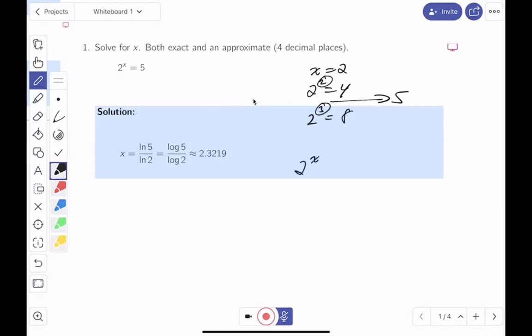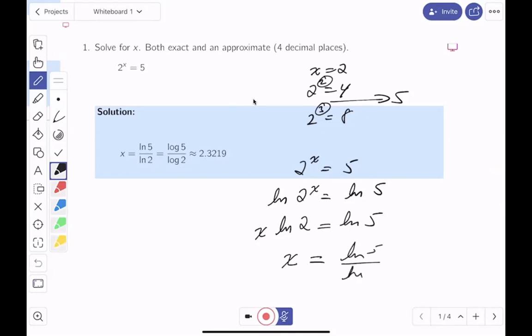2 to the X equals 5. What I would do is I would take log of both sides. So natural log, 2 to the X, would be the same thing as the natural log of 5. Now, what am I saying? Those numbers represent the same thing. Now what do I do? I'm going to use the rules that I know about log. So that's going to be X ln 2 equals ln 5. And now I know what X is. I divide both sides by the variable's numerical coefficient, which is ln 2.